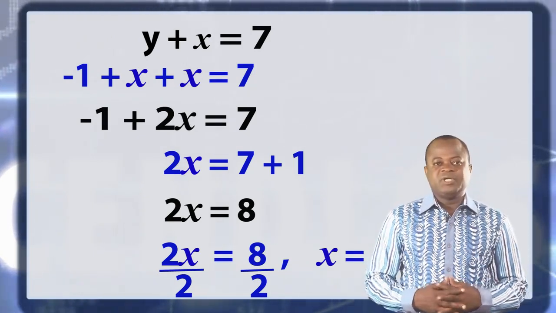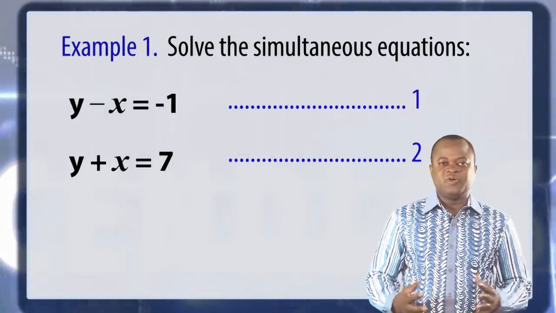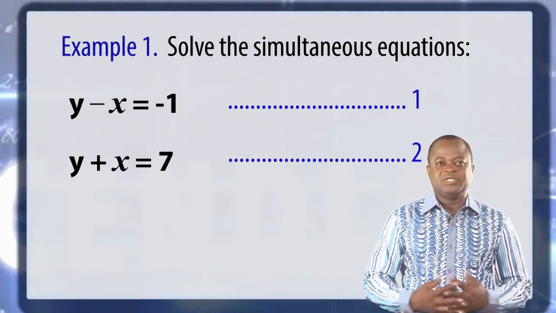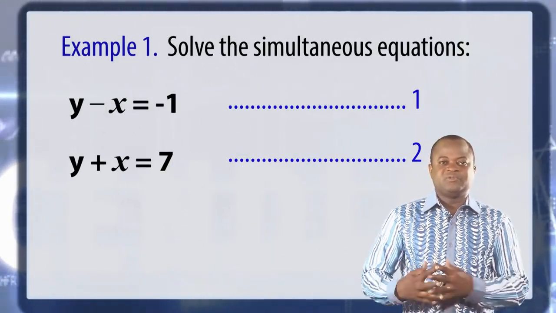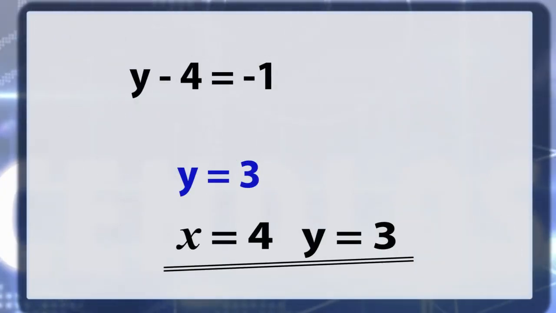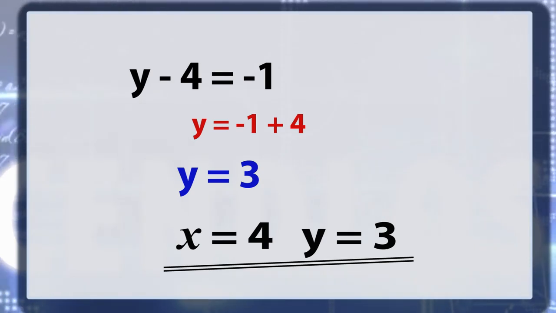Now, to solve for the value of y, we have to put x equal to 4 in any of the equations. But here, let us choose equation 1. So we put x equal to 4 in equation 1. And that will give us y minus 4 is equal to negative 1. And then we group like terms. So we have y is equal to negative 1 plus 4, which will give us y is equal to 3. Our solution is x is equal to 4 and y is equal to 3. Very cool. Let's take another example.